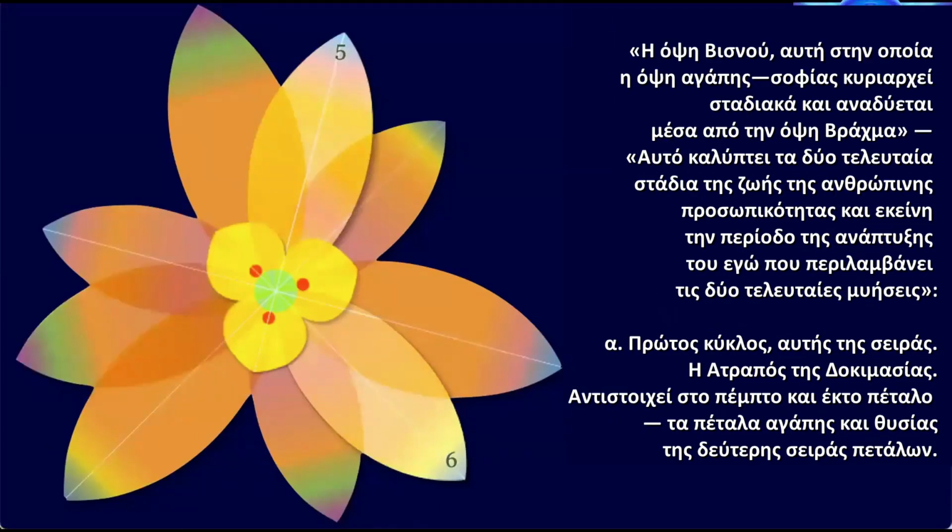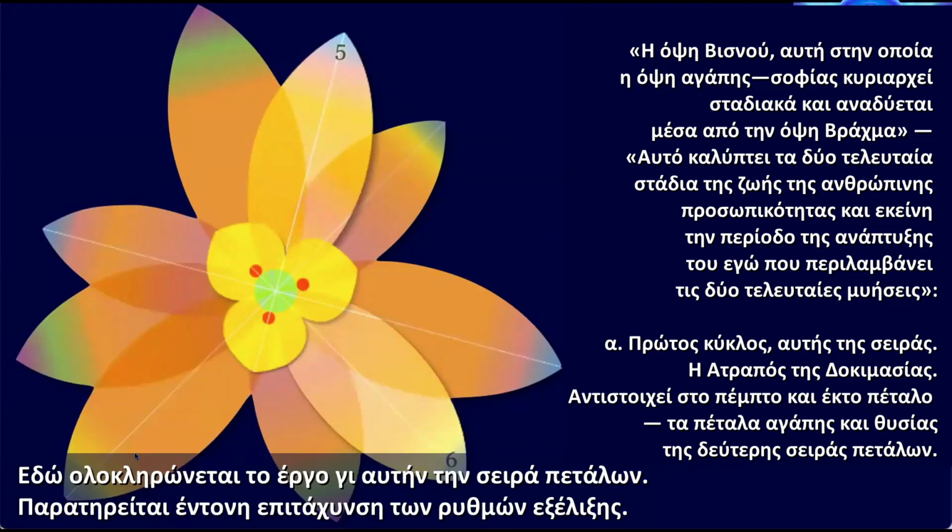First cycle on this tier, the path of probation. This correlates with the 5th and 6th petals, the love and sacrifice petals of the second tier, and thus finishes one's work on this tier. Notice how things are accelerating quickly here.